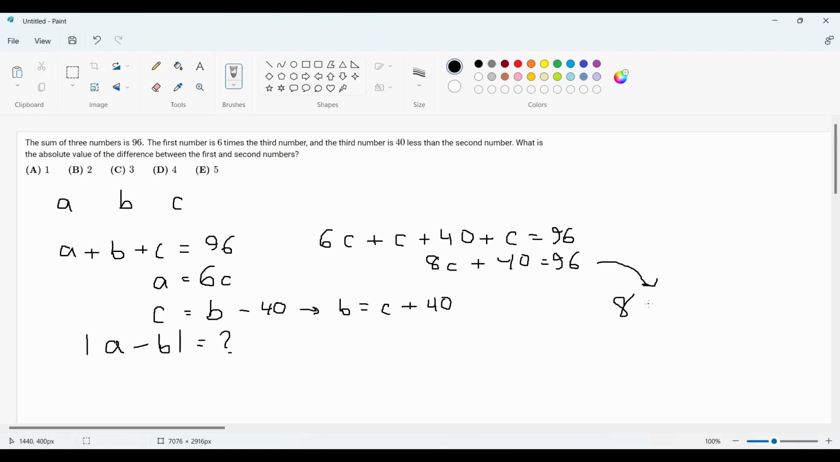Rearranging that, we get 8C is equal to 56. So C is equal to 7. And then you might think, why do we solve for C? We're looking for A and B. Well, we have A and B very nicely expressed in terms of C. It's very easy to find that A is equal to 6 times 7, which is 42, and B is equal to 7 plus 40, which is 47, and their absolute difference is 5. So this value should be equal to 5, and 5 is our final answer for this problem.